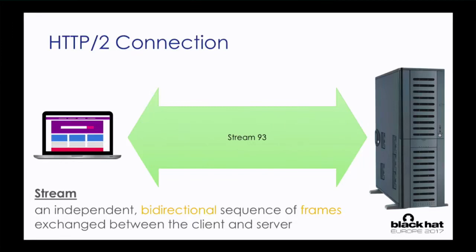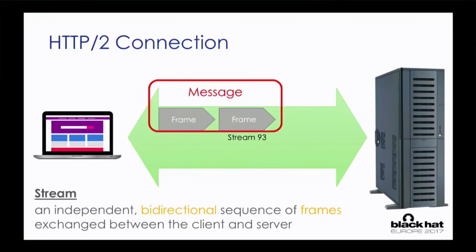So now we are going to see the most important unit of communication in the H2 protocol, and that's the frames. Each frame which is going over the wire between the two peers is allocated to a certain stream. In this case, it's stream 93. And these frames are the basic unit of communication in this protocol.